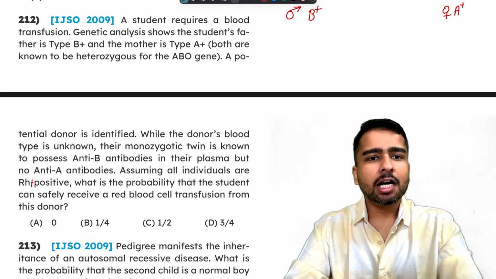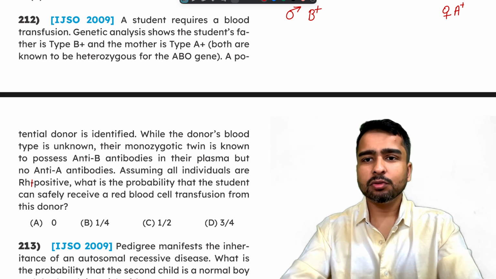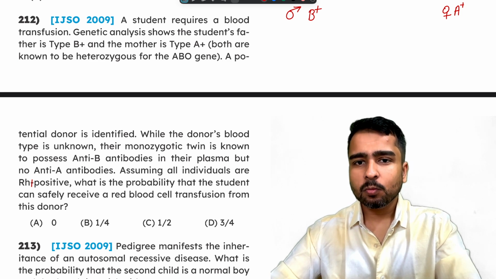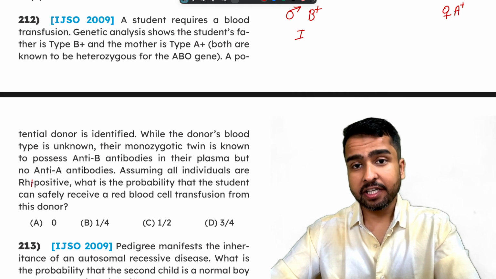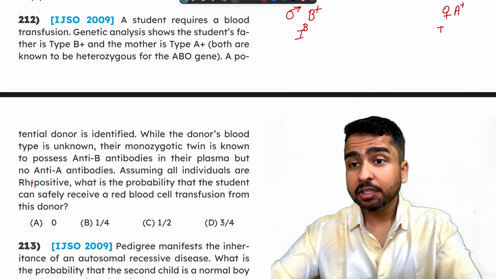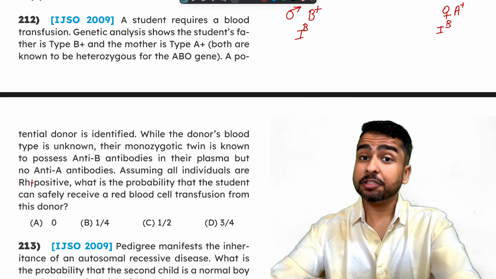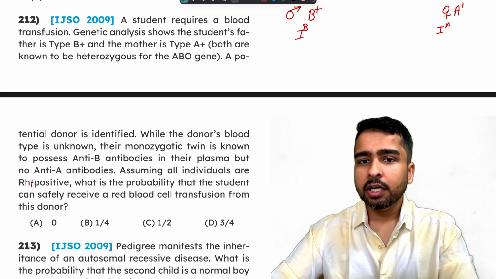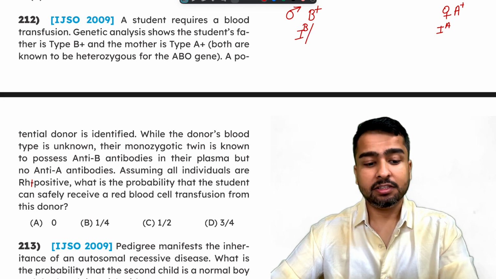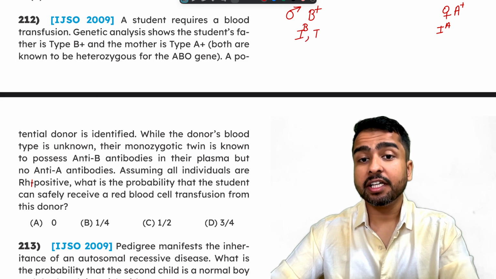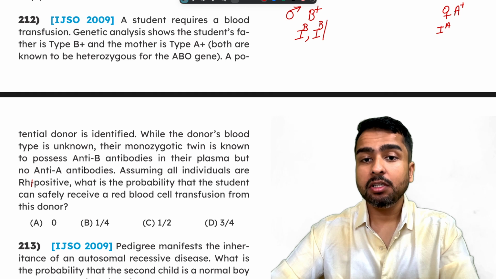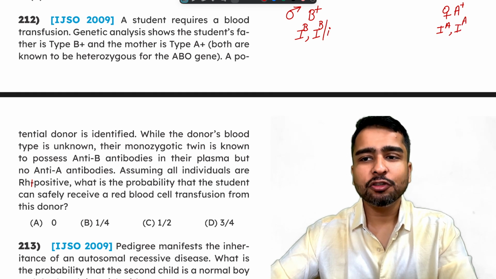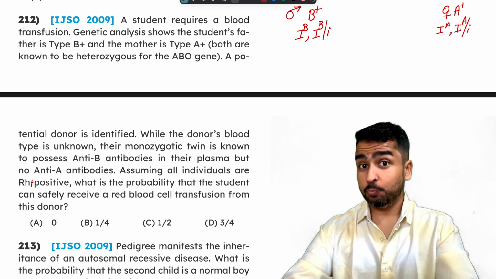Now, a student requires a blood transfusion. Those are the parents, type B and type A. Now, what do we know about type B and type A? One allele must be IB, the other allele must be IA. This much is for sure. The second allele is where the issue lies. The second allele could be IB or small i, and in the same way, the second allele could be IA or small i. We don't know.